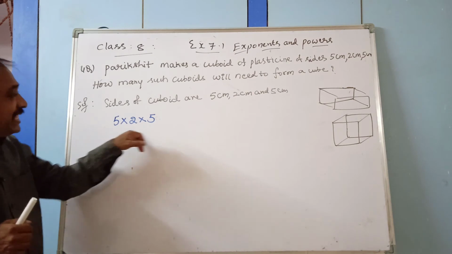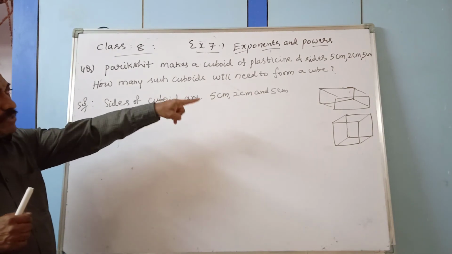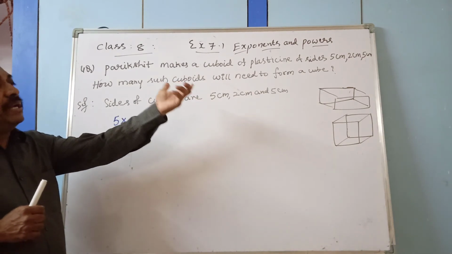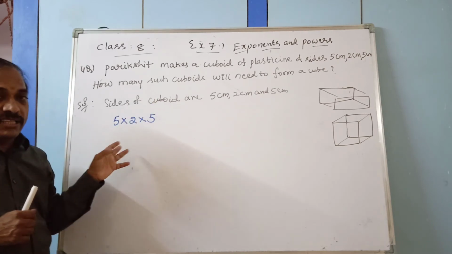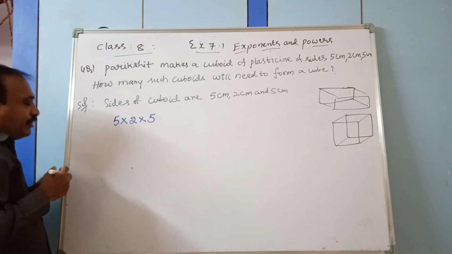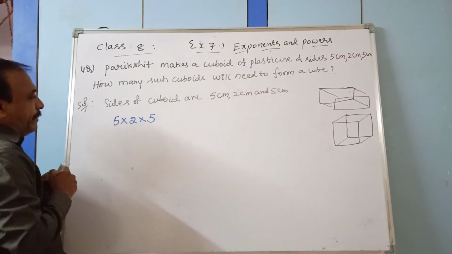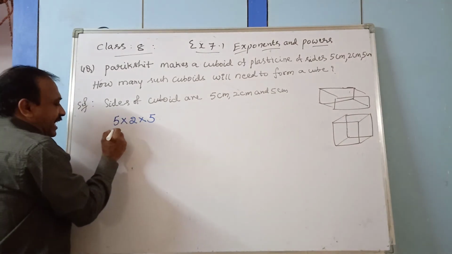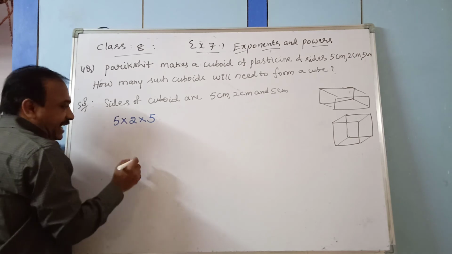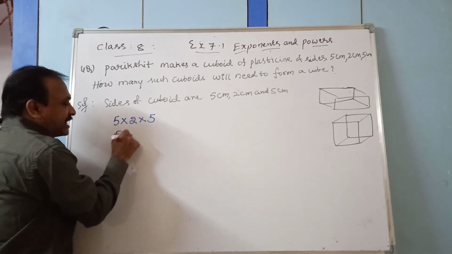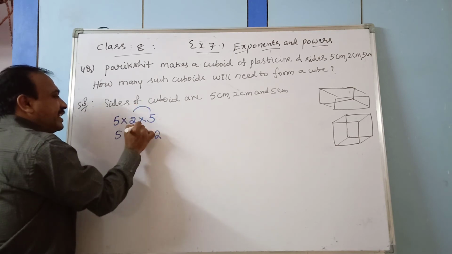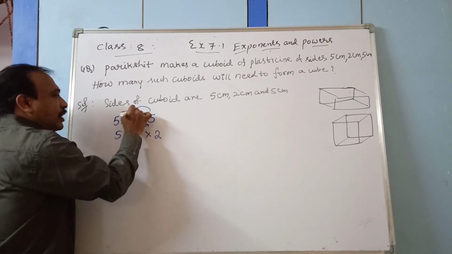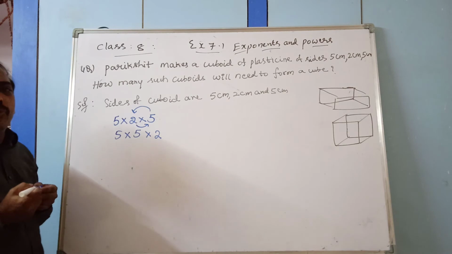Now you observe these prime factors. Already he himself gave the measures of the cuboid in the prime factorization. Now you arrange in a proper way. This can be written as 5 into 5 into 2. I am just replacing, I just replace this here and this here. Look at this. It will be easy for you to recognize.